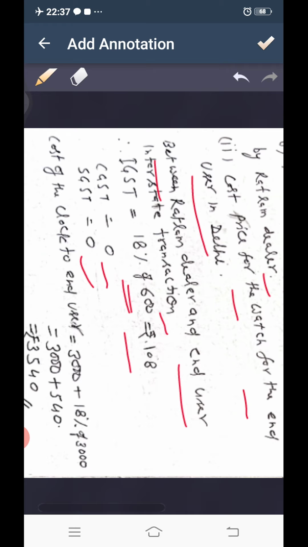Cost of the clock to end user, and end user has purchased it for 3,000. So 3,000 plus 18% of 3,000, that will be tax. So that is 3,000 plus 540, that is 3,540 rupees.